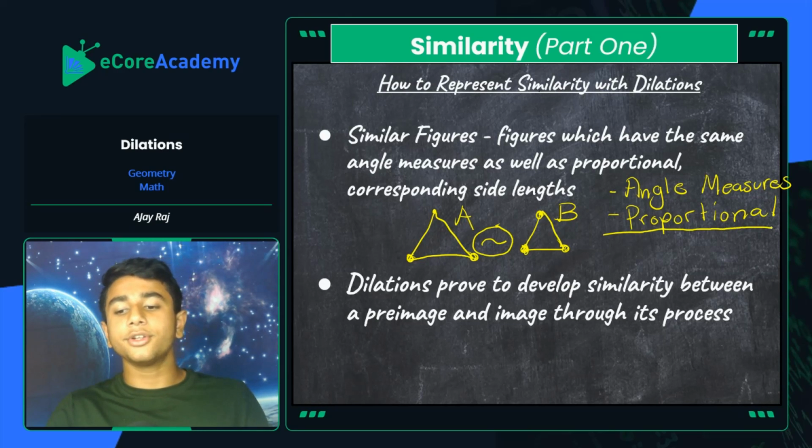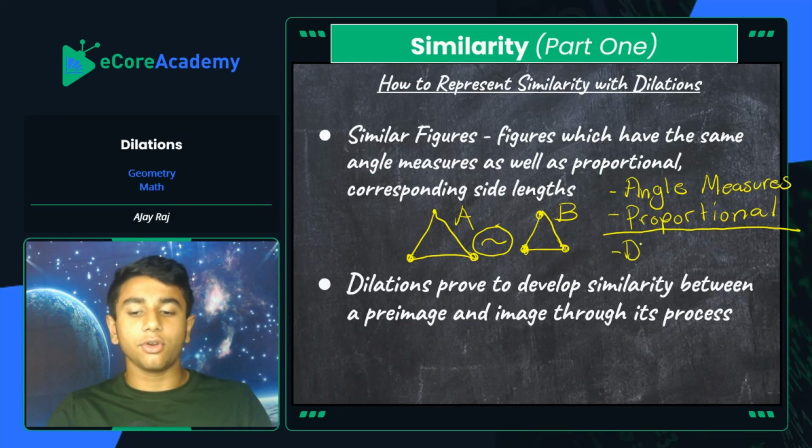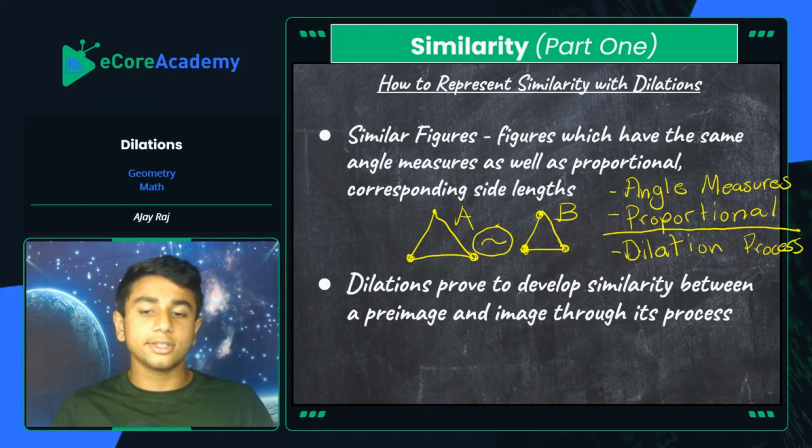However, in order to shorten both of those terms, you can just prove if one is a dilation of another. So you can use the dilation process to also prove it. So that's the main goal of today, to separate these two concepts and just use the dilation process to prove figures as similar to each other with a reasonable proof that isn't as complex as proving angle measures and proportional relationships.